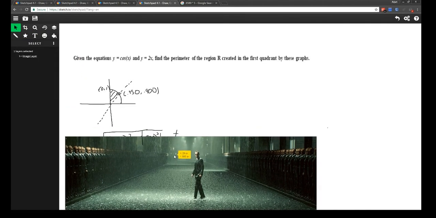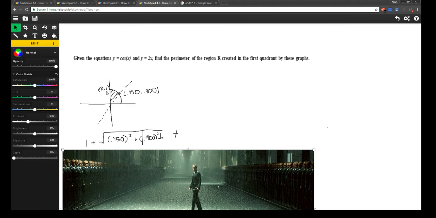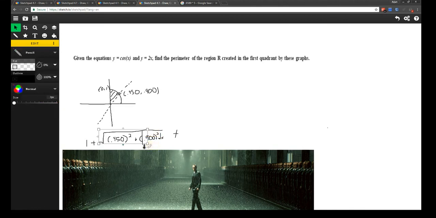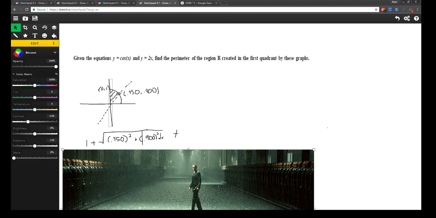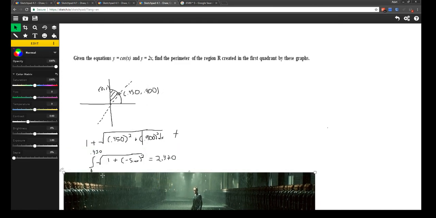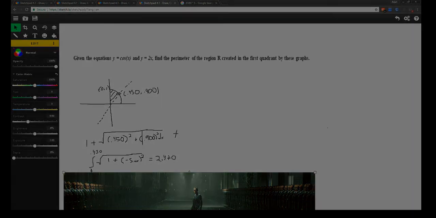And so, since this is going to be from 0 to 1, this is going to be a straight line with perimeter of 1. And then to find this over here, we simply have to use the distance formula. So square root of x squared plus y squared. And then to find this arc length over here, we find the intersection point, which you can do in your graphing calculator. And then we set the integral from 0 to the intersection point of the square root of 1 plus (dy/dx) squared, in which case it would be the derivative of cosine x, squared. And when you add all these terms up, you get 2.470 as a total perimeter.